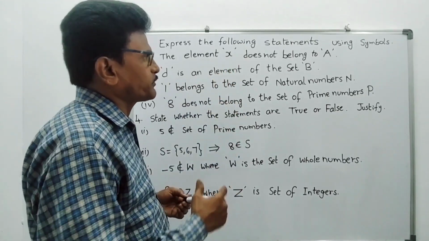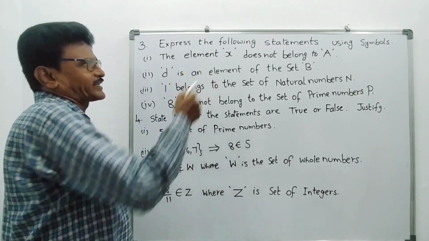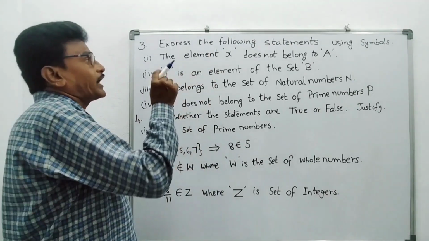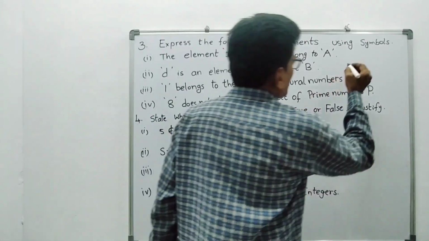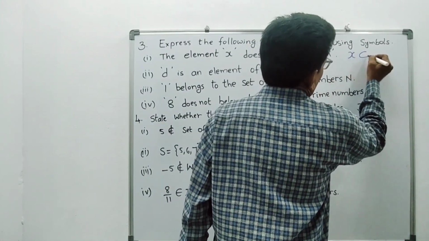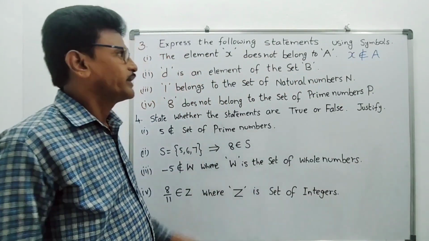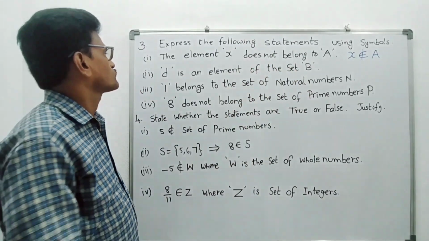See the third problem. Express the following statements using symbols. The element X does not belong to A. That is the statement here. So simply we can write X does not belong to A, like this symbolically. That means X is not an element of A.